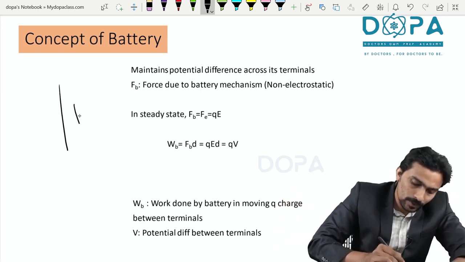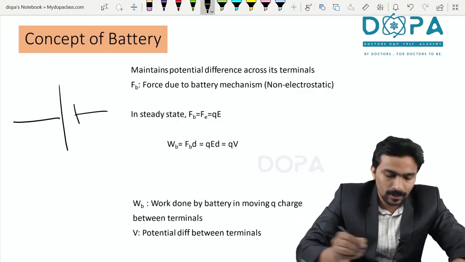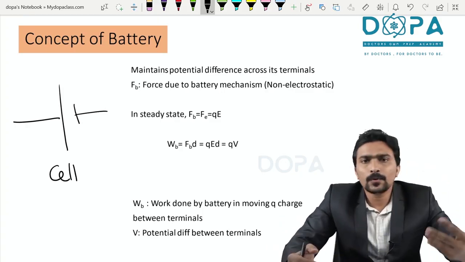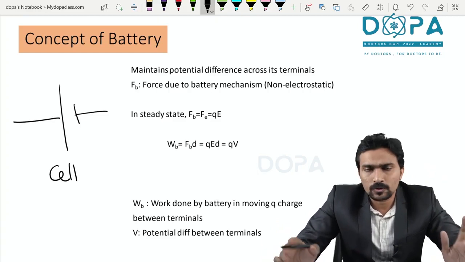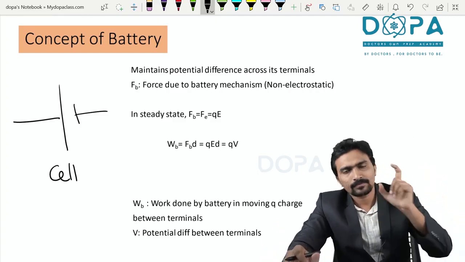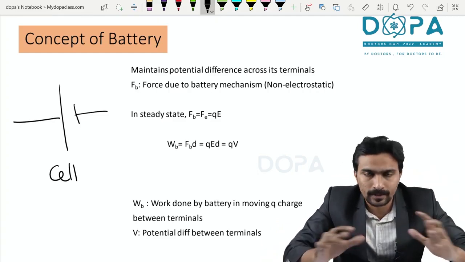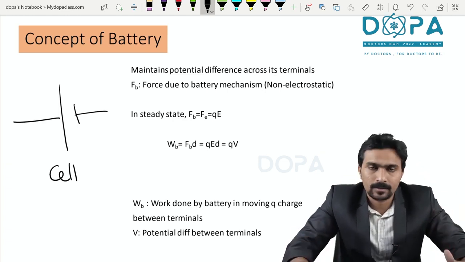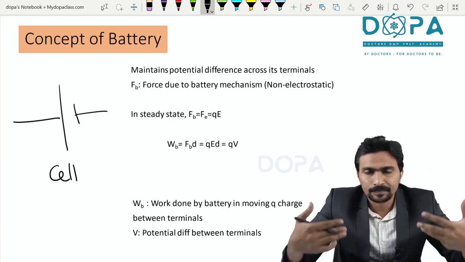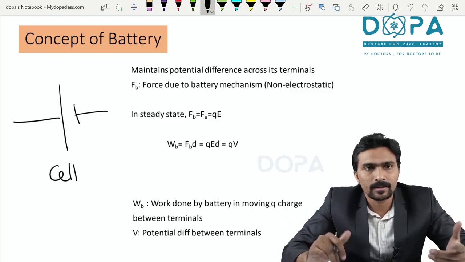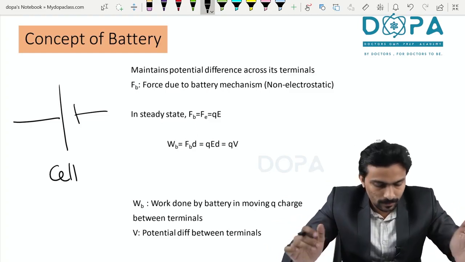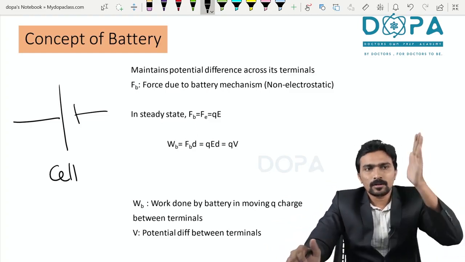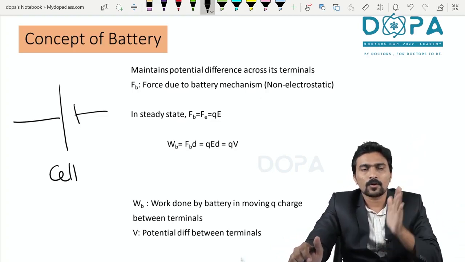So this is how you represent a cell in a circuit. A single unit is called a cell. I'm sure all of you know this already. A single unit is called a cell, and multiple units connected in a circuit is known as a battery. Okay, so cell is the singular name, and battery is the plural. Clear?